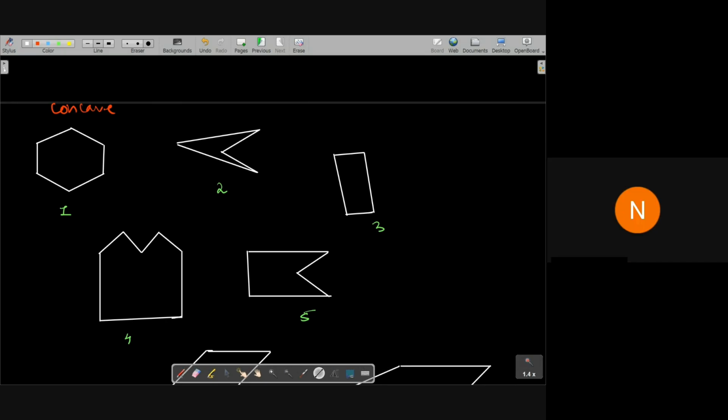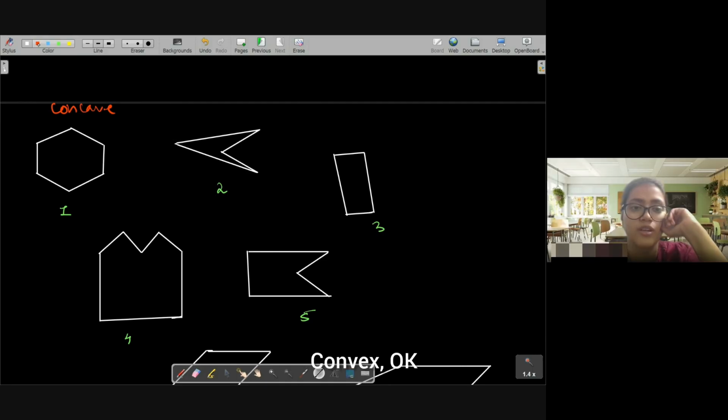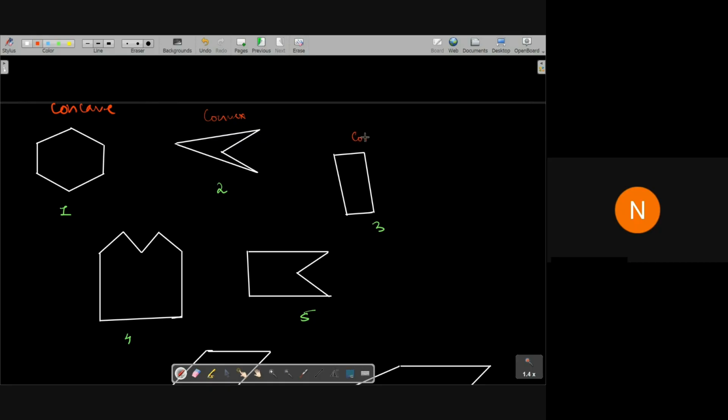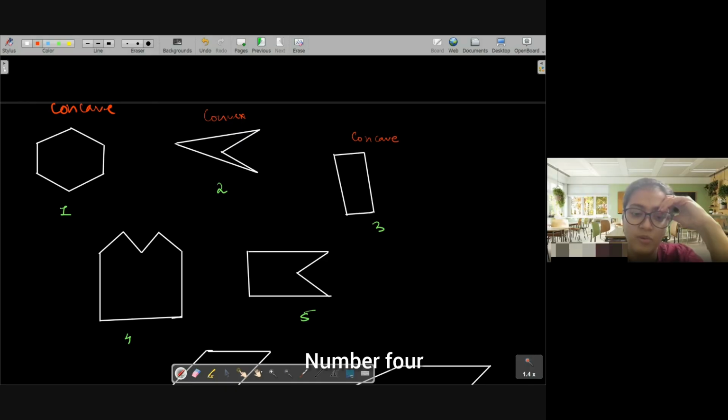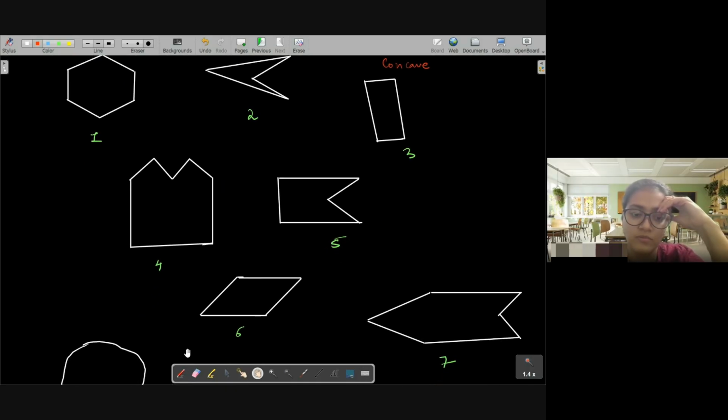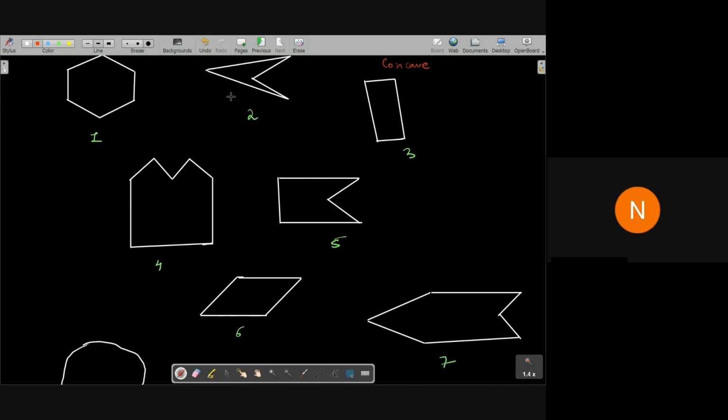I think this is convex. Convex, okay. Number 3. It's concave. Number 4. Concave.